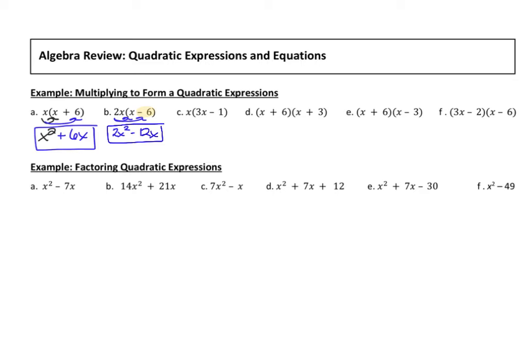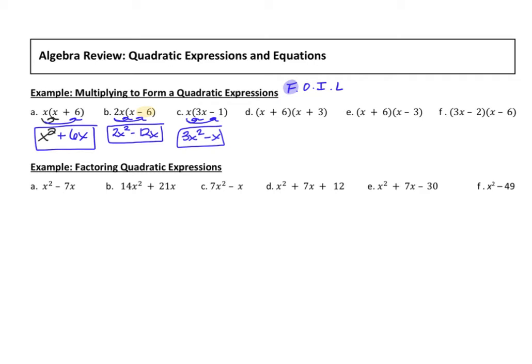For letter C, you have x times 3x, which is 3x squared, and then x times negative 1, that's going to give you minus x. Now, letter D is multiplying two binomials. So there's a couple ways you can do this. Many of you from Algebra 1 might remember the acronym of FOIL, which means first, outer, inner, last. And the other way to multiply binomials would just be to use distribution. So first, let's apply FOIL, and then we'll do distribution for letter E.